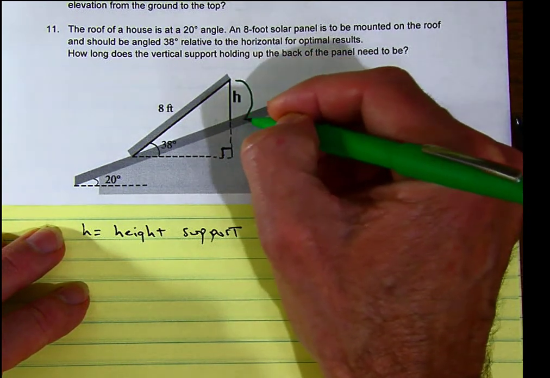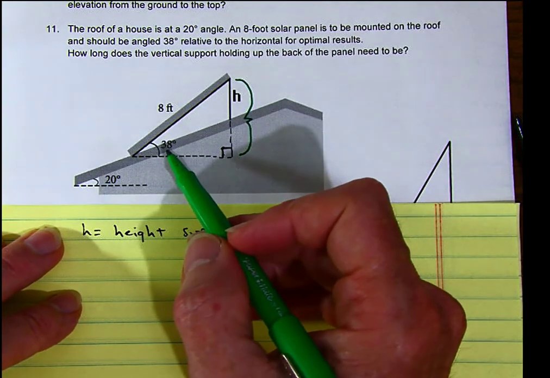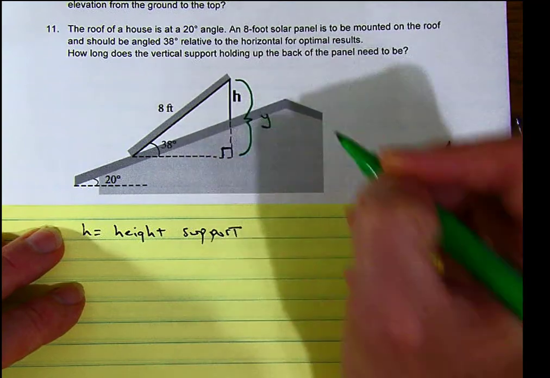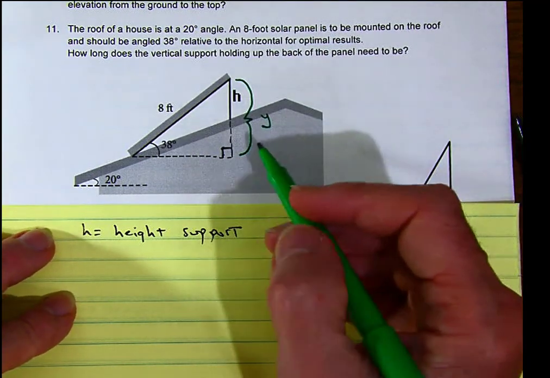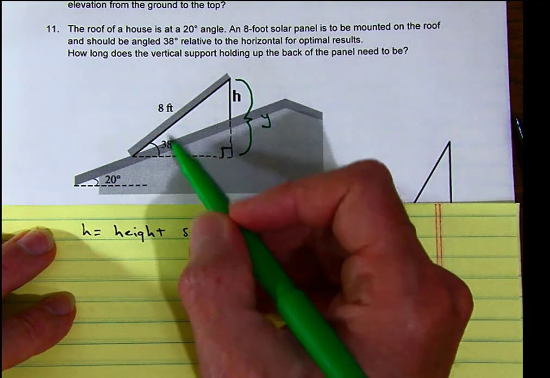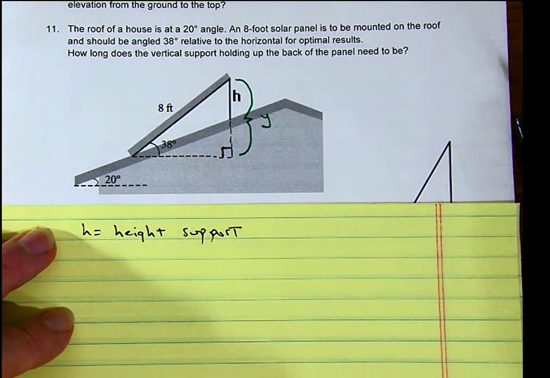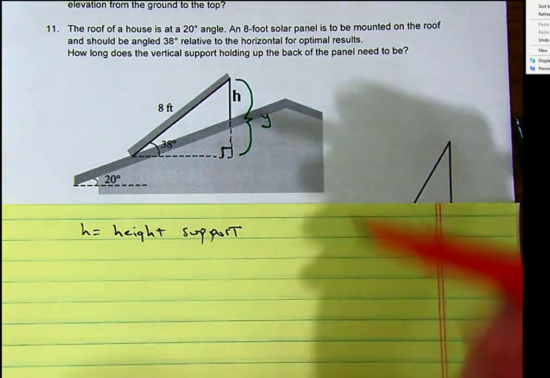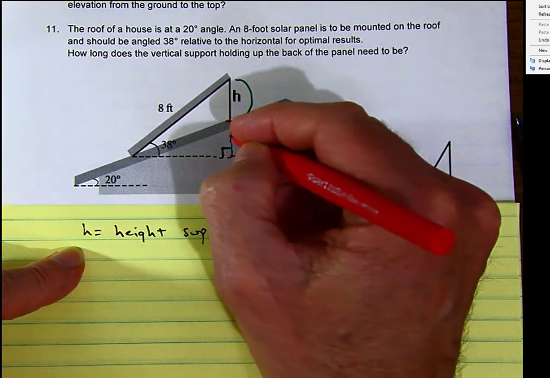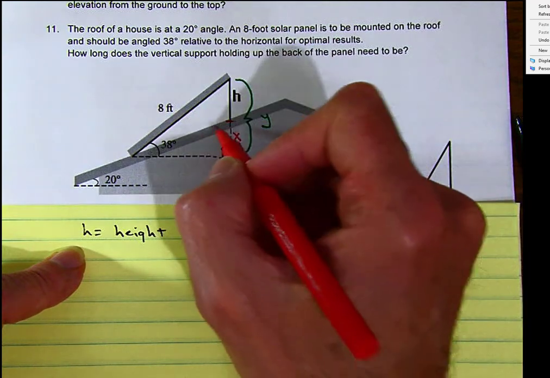But this side is opposite the 38. Let's call that y. That is something we can work with. y is the opposite angle and the hypotenuse, so that's sine. So I can figure out y. This piece here, though, I'm going to have to figure out, and that piece I don't know yet. I'm going to call that piece x.